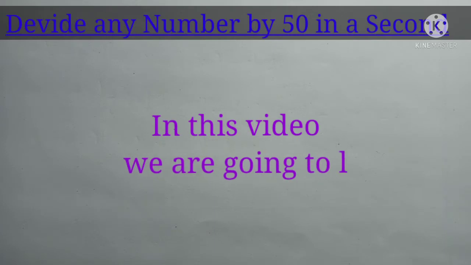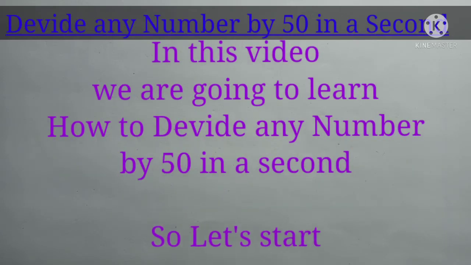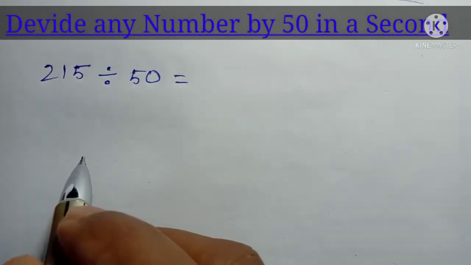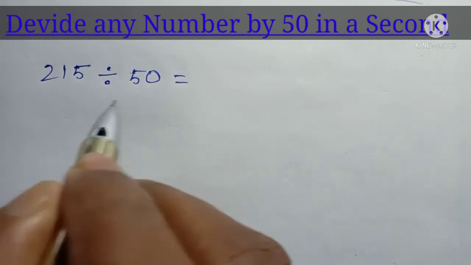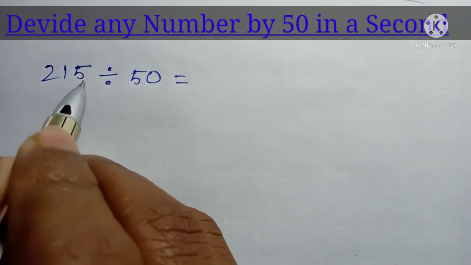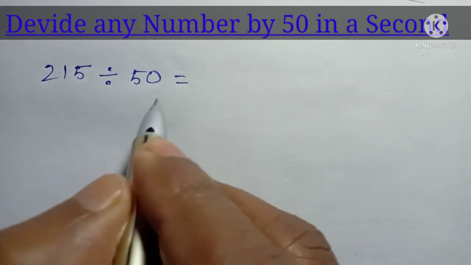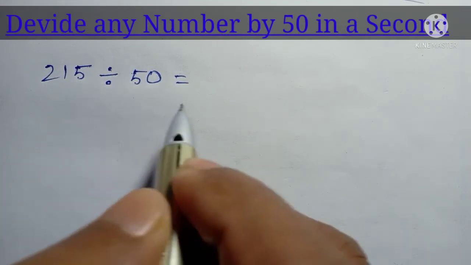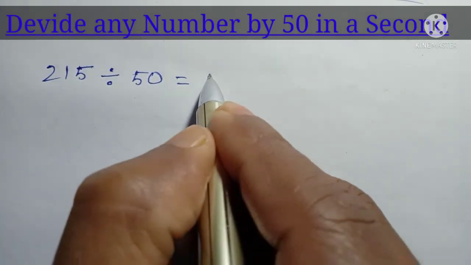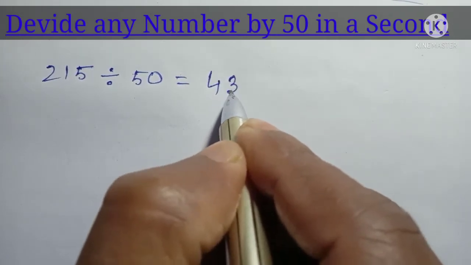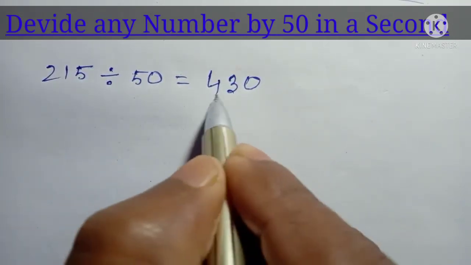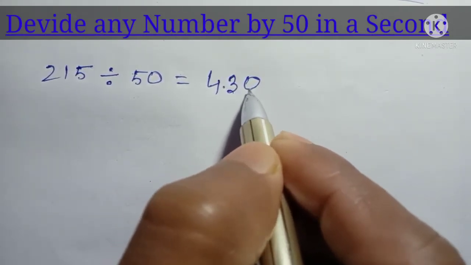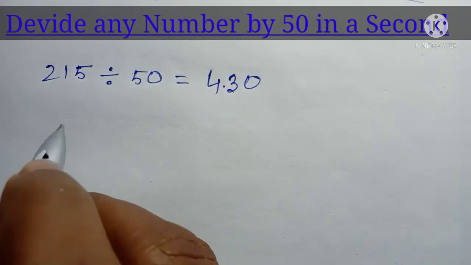In this video, we are going to learn how to divide any number by 50 in a second. So let's start. Let's take an example here. See, 215 divided by 50. So what you need to do is simply double 215, right? So 215 doubled is 430, and simply put a decimal before the last two digits.